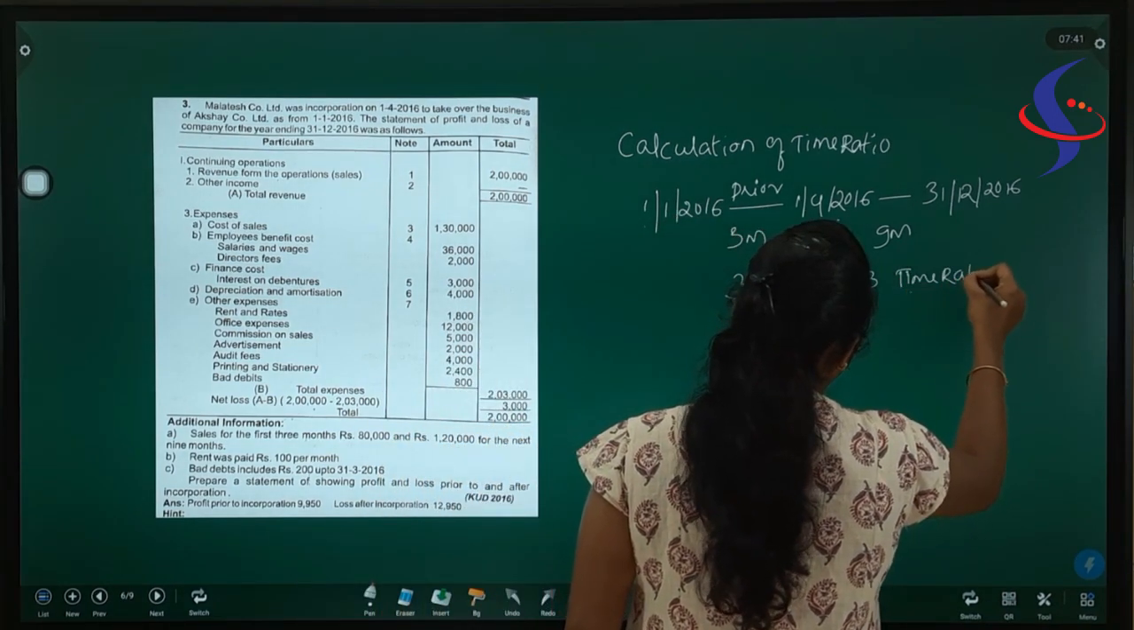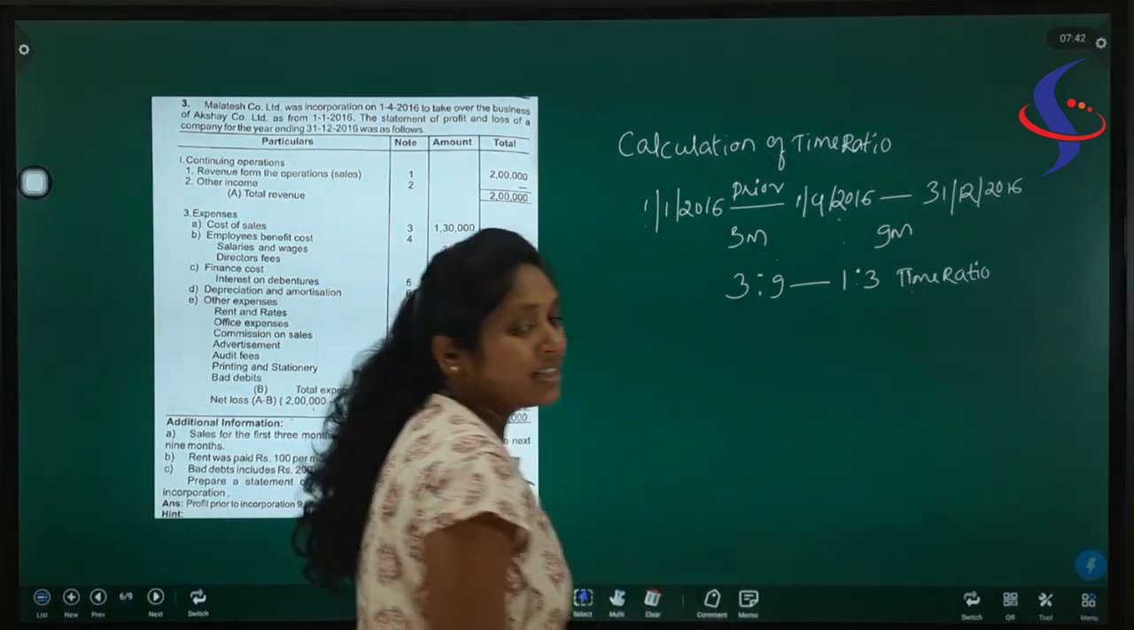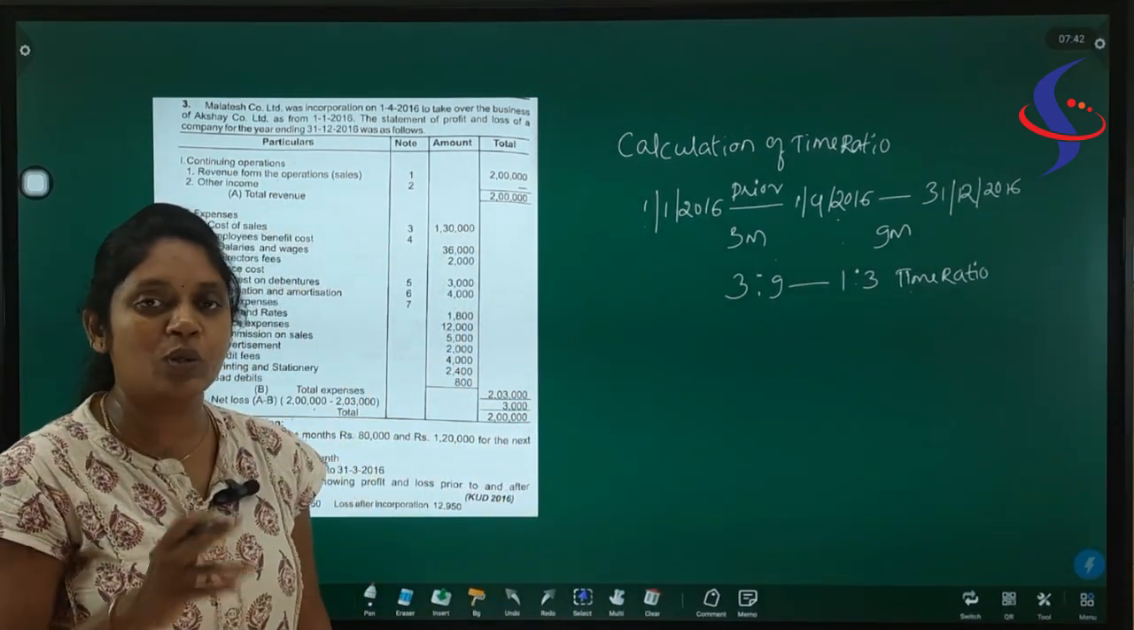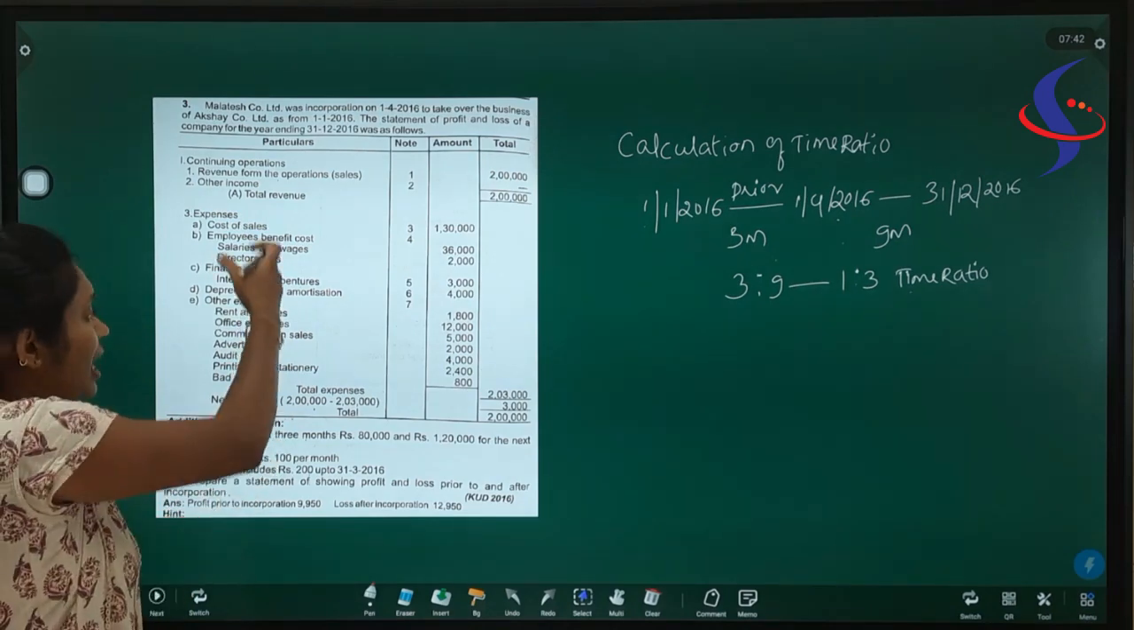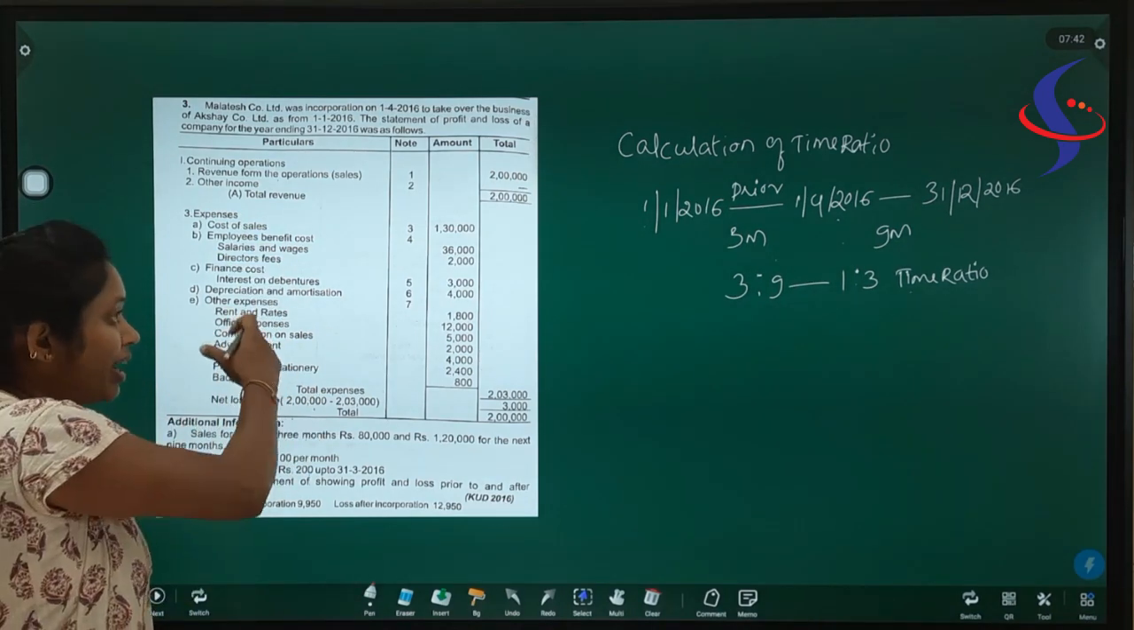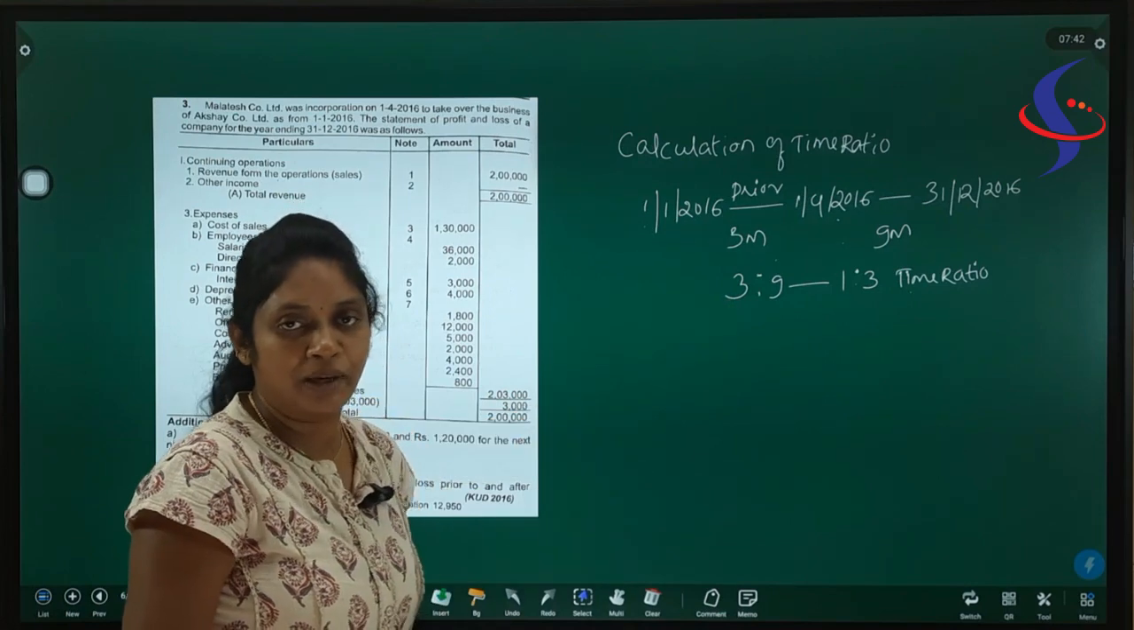Why do we need time ratio? Time ratio is needed to divide the expenses which are fixed in nature. You can see some different expenses here. There are certain expenses which are fixed. To divide those expenses, we are going to use time ratio.